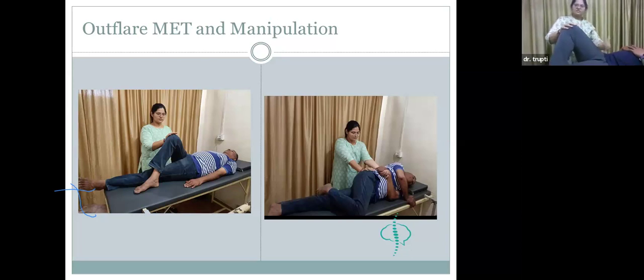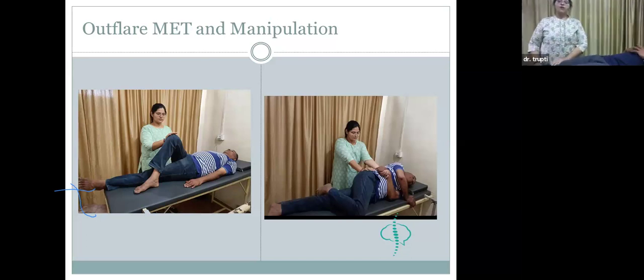The pelvis is sitting outward, in outward direction. So this is your pelvis. It is sitting in this way. We are trying to bring it inside. Okay? Now, MET for outflare.